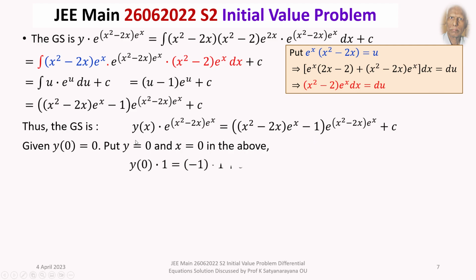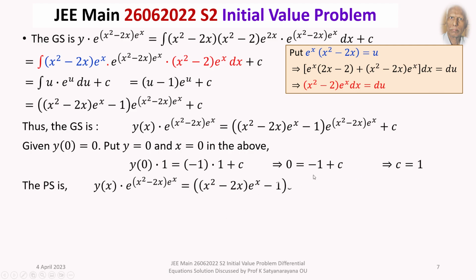We get y at 0 into e power 0, e power 0 is 1, is equal to, x square minus 2x is 0 for x is equal to 0, e power 0, 0 into anything is 0, minus 1 into e power 0, which is 1, plus c. So, y at 0 given to be 0, that is 0 is equal to minus 1 plus c, that is c is equal to 1. Now, take this c is equal to 1 and substitute in the general solution, we get the particular solution.